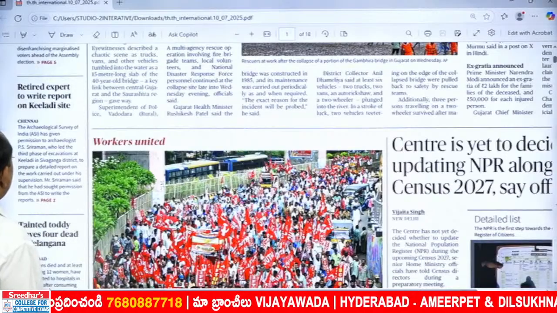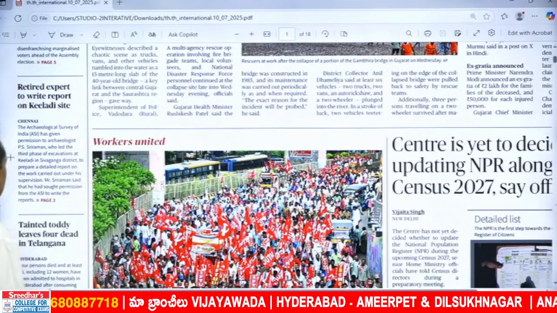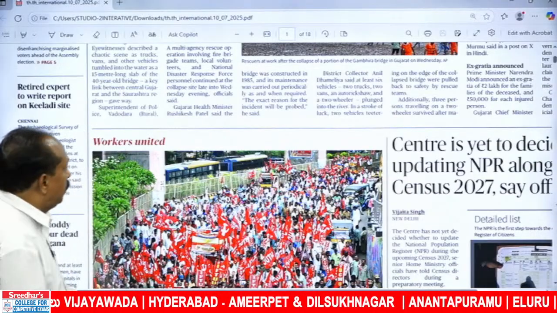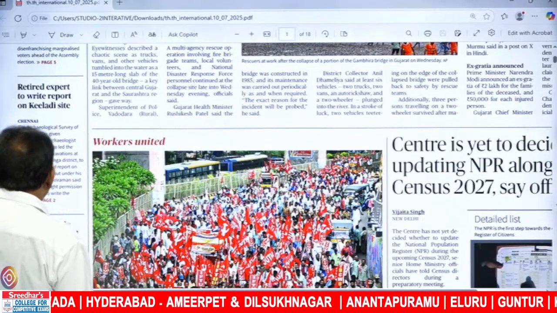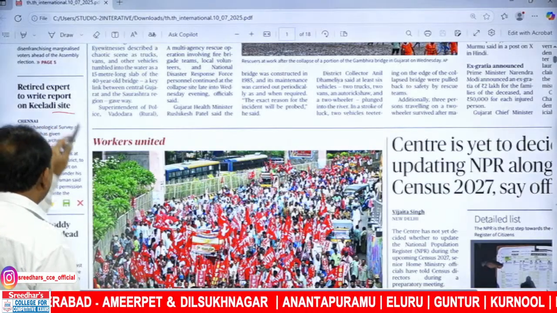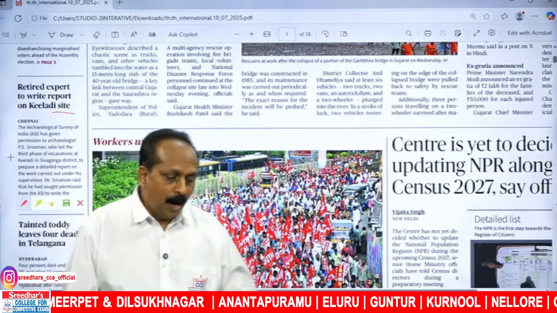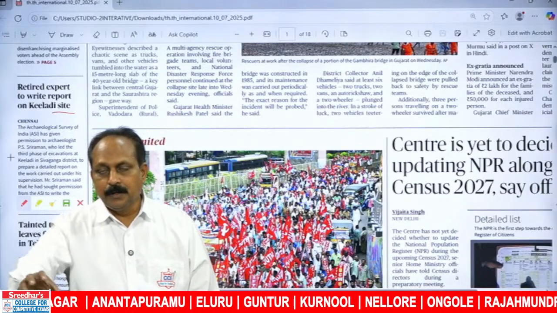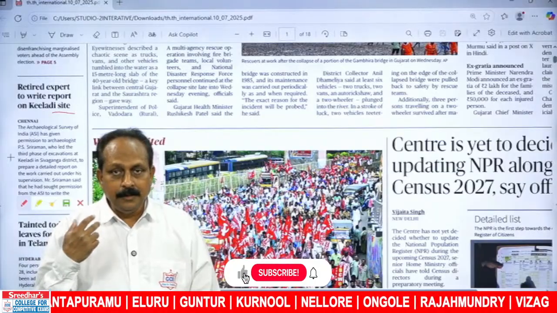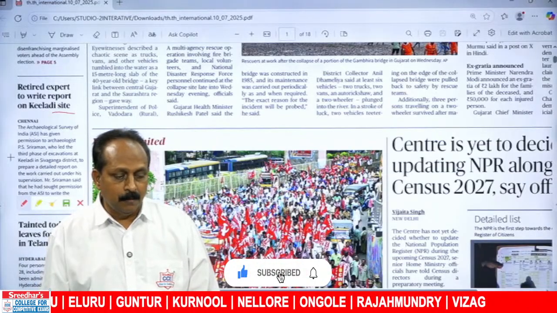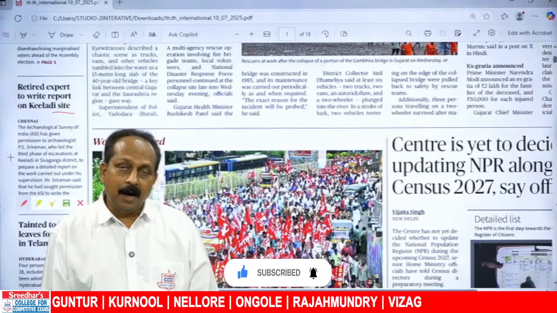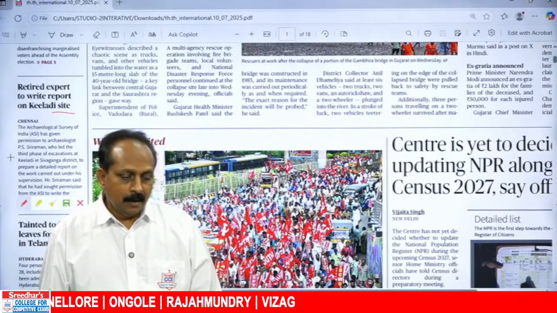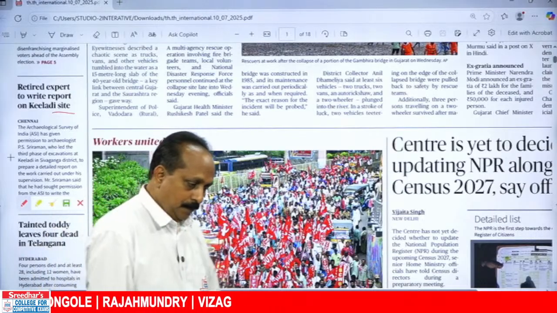Retired expert to write report on Kiladi site. Something related to a particular site. When you see the word site, S-I-T-E, what are you supposed to think of? As a smart learner, you have to recollect three words. SITE, site means a piece of land or plot. SIGHT, sight, related to vision. And CITE, cite, means to quote. All the three words come under confusing words. Yes.